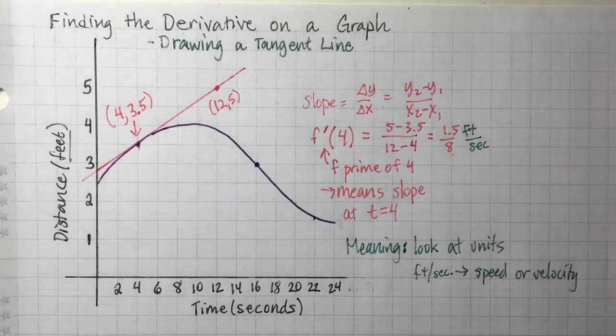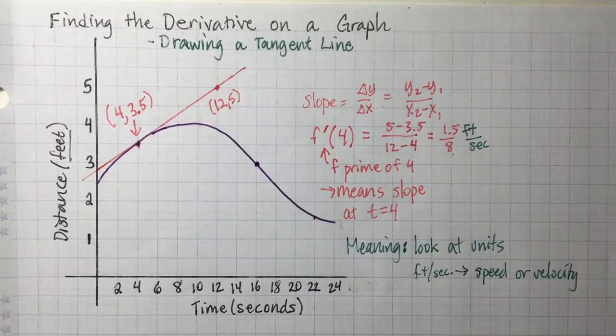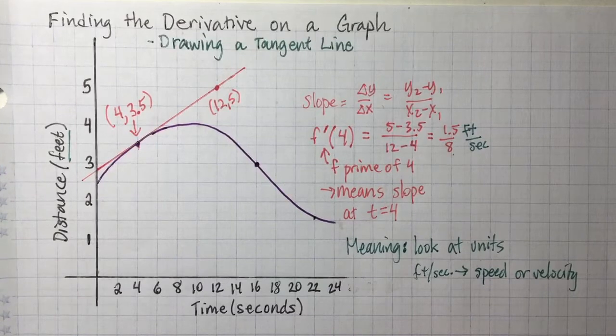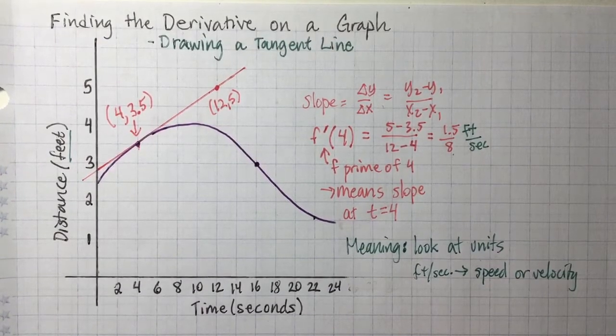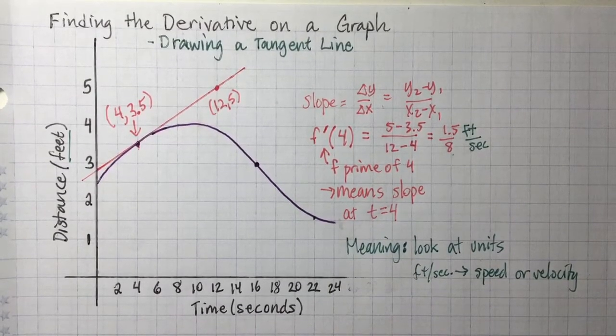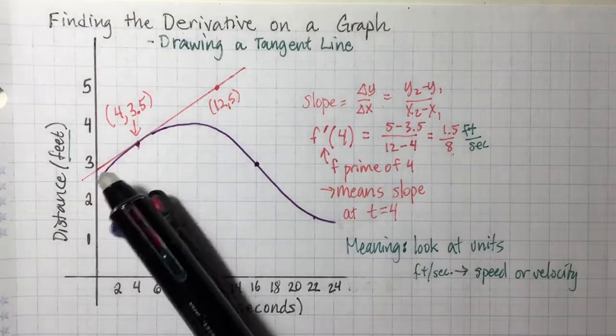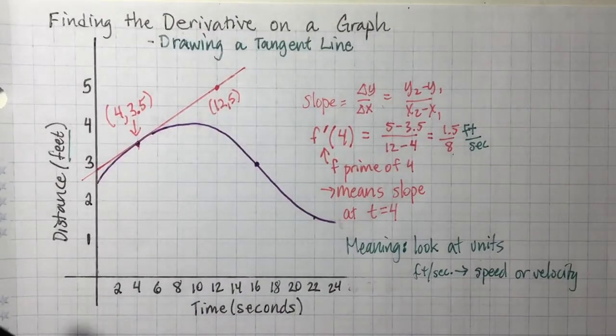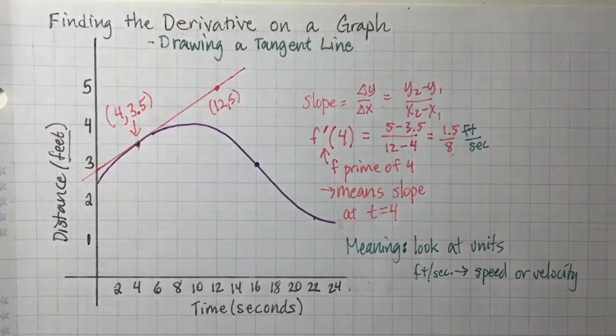So that is finding the derivative. Derivative means rate of change, like the instantaneous rate of change, how fast something's going right at that moment. And I'm going to say that again and again. So derivative is your instantaneous rate of change. And if you have just a graph, you can draw a tangent line and find the slope of the tangent line, and the slope of the tangent line is the slope at that point.